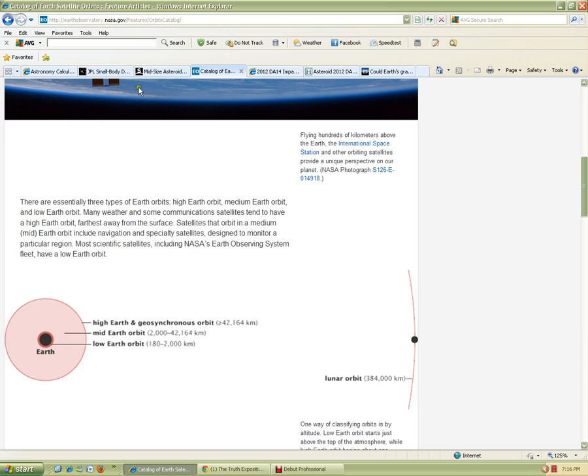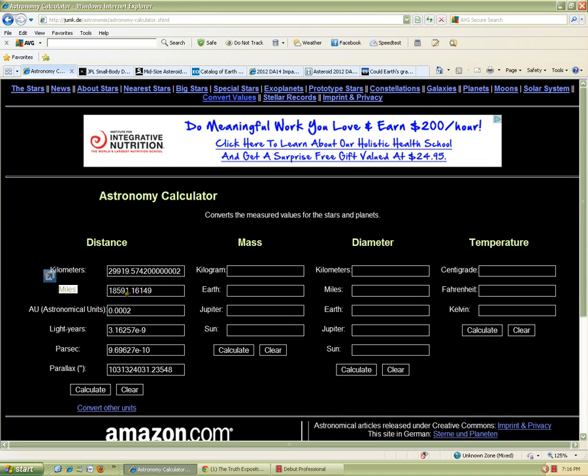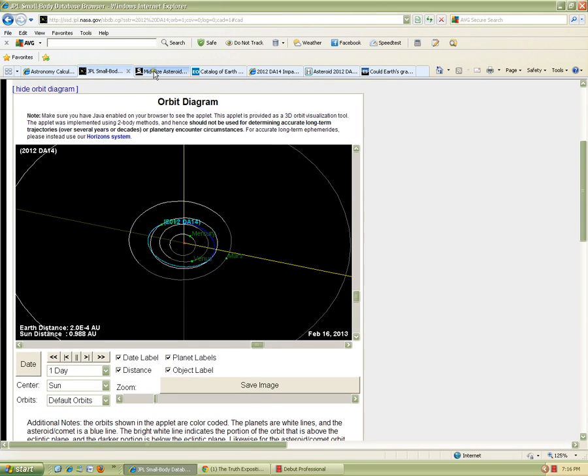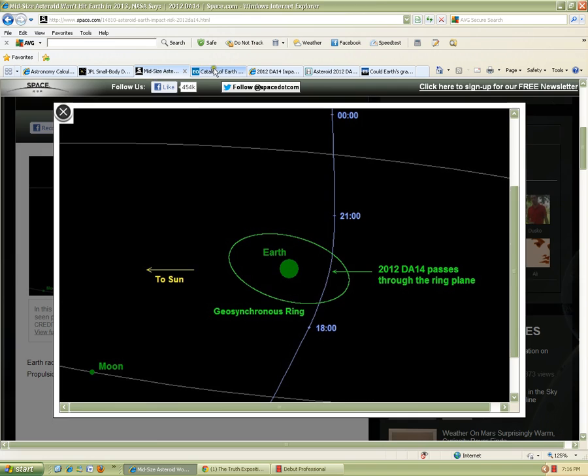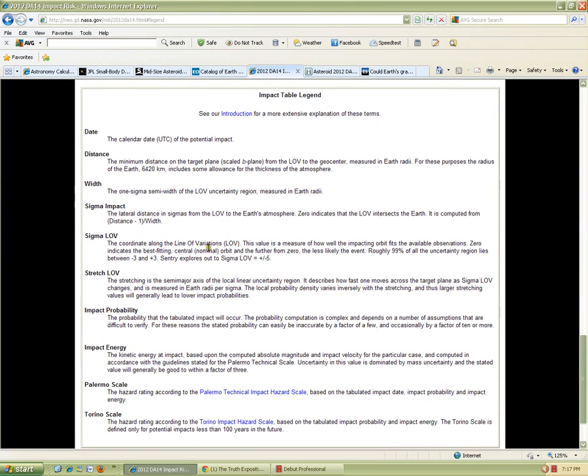And it looks like if this is 18,591 miles, it obviously passes our satellites. And I also read an article that it could actually take out a satellite. But this is what I also wanted to show people.